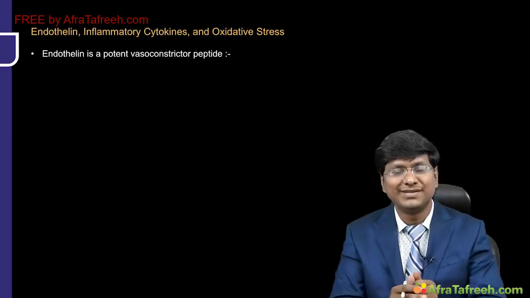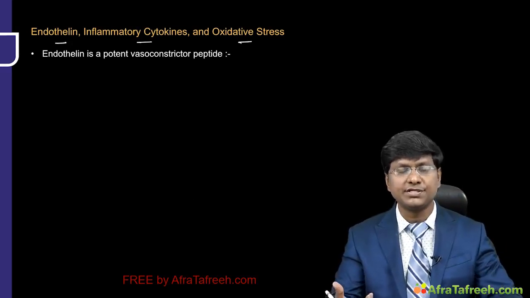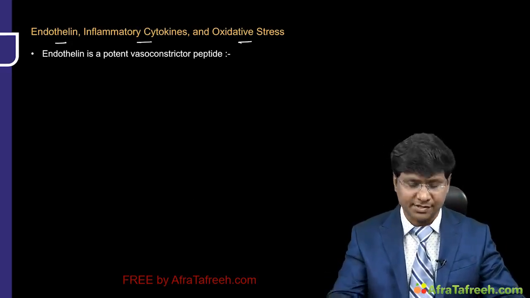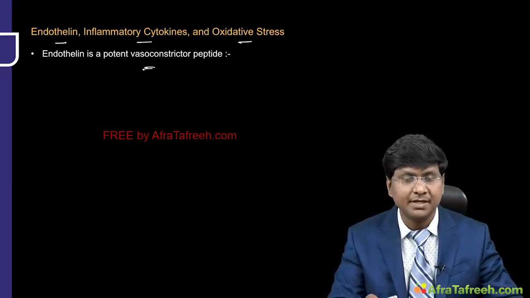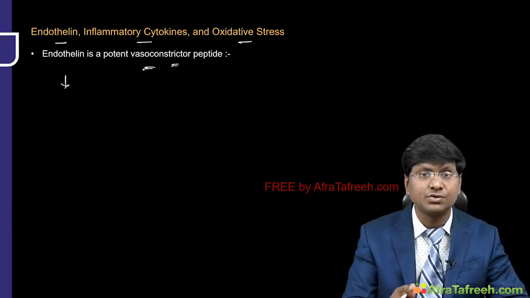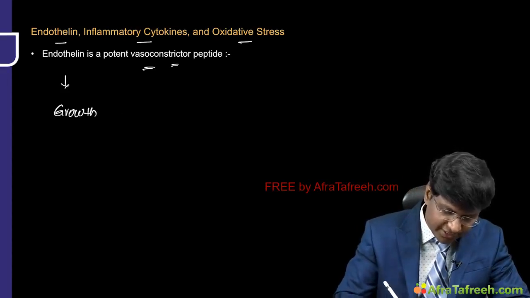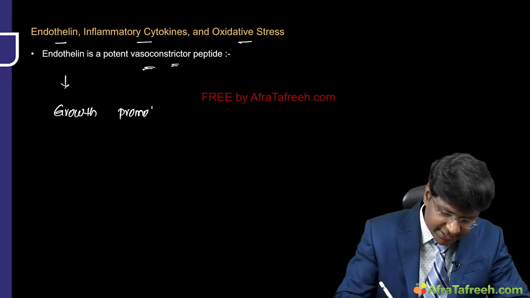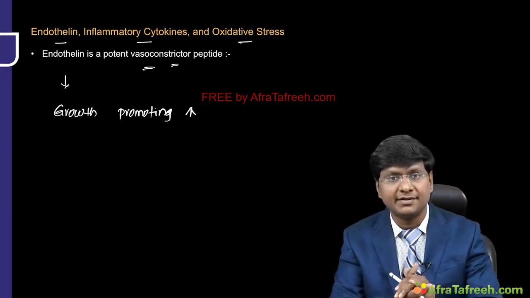The next important discussion in this pathophysiology is endothelin, inflammatory cytokines and oxidative stress. How do they contribute to this heart failure and how does it progress? Let me discuss. This endothelin is a potent vasoconstrictor peptide. And this endothelin not only has vasoconstrictor activity, it also has a growth promoting effect. This growth promoting effect as well as the vasoconstrictor effect is potentially seen in the pulmonary arteries.